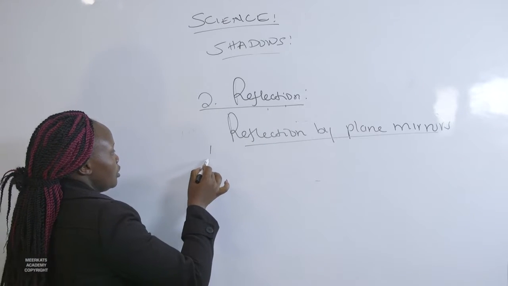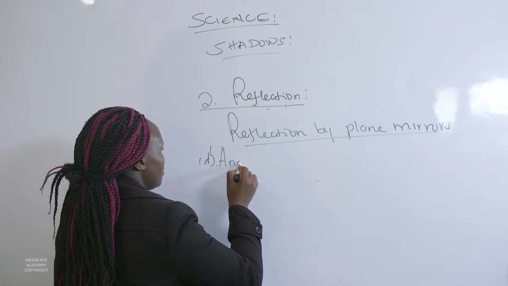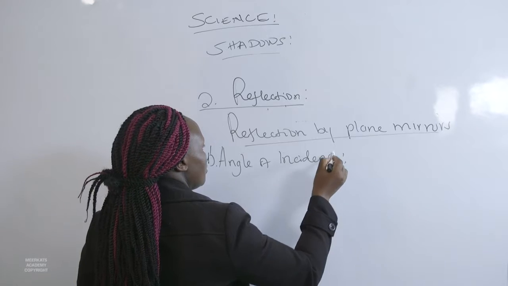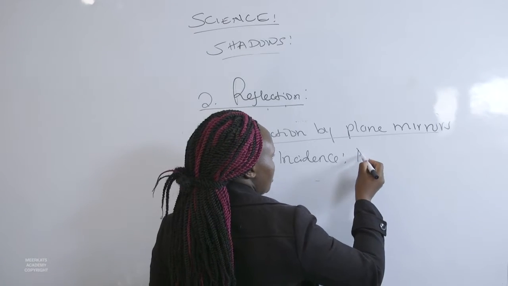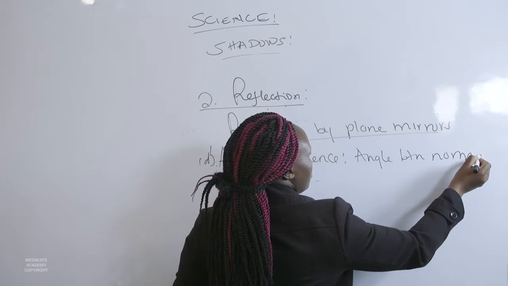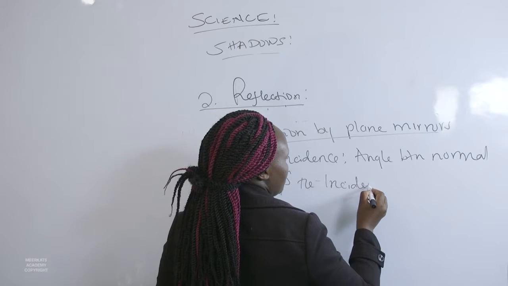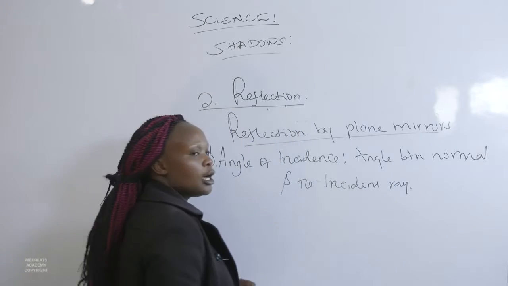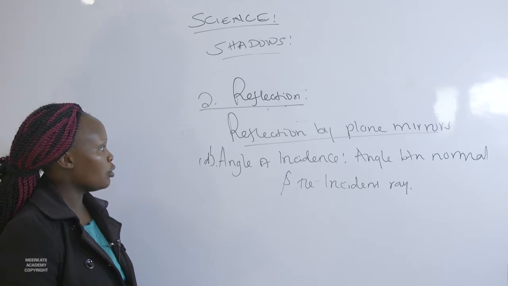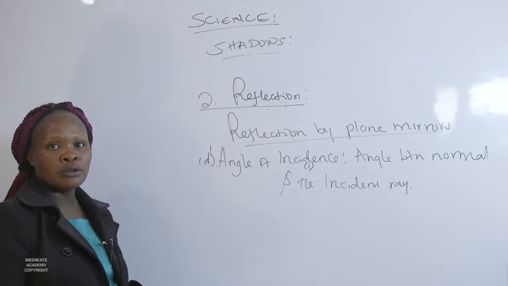Another term that we need to look at is the angle of incidence. And this one is the angle between the normal and the incident ray. The angle between the normal and the incident ray is what we call the angle of incidence. Sometimes we use capital I to represent it.